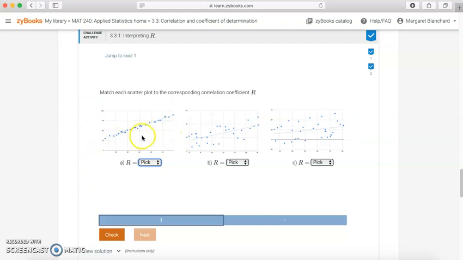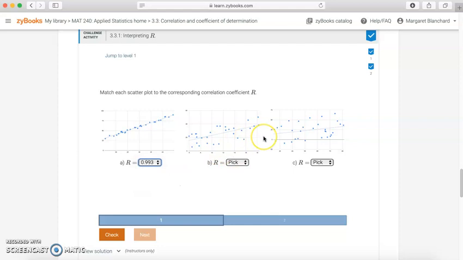So this first one, as you can see, all these data points are extremely close to the regression line. So you can tell there that it's a very strong correlation. So we would expect this correlation coefficient to be very close to 1. As we look at the options, we have 0.282, 0.637, and 0.993. I would say just from looking at that, it's 0.993. It's very close to 1, so it's very strong. So we're going to pick 0.993.